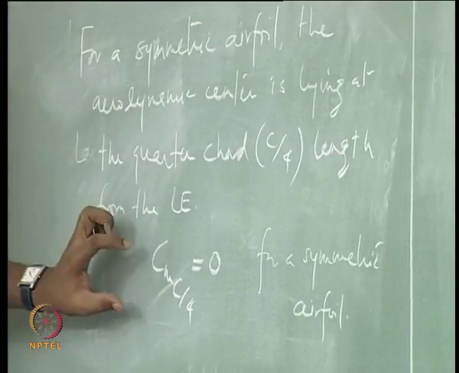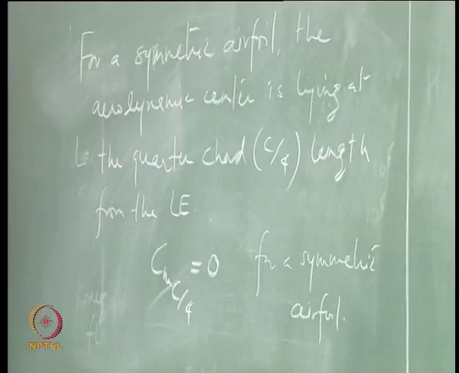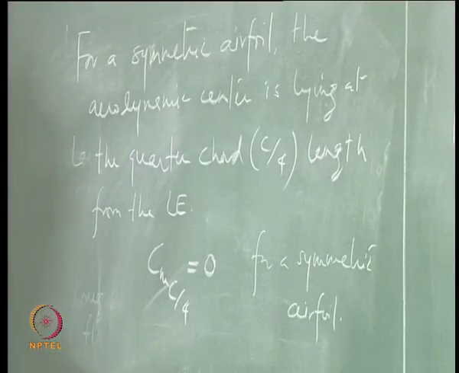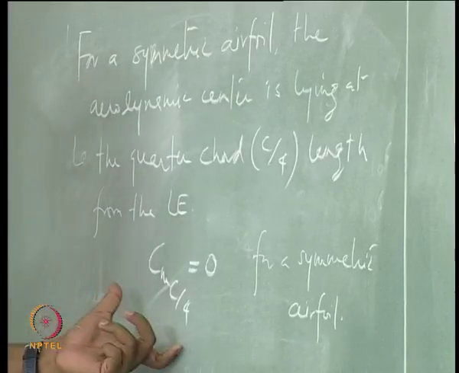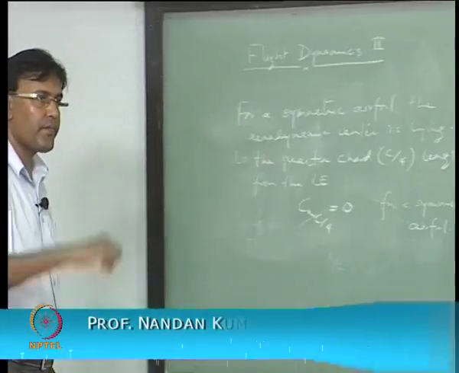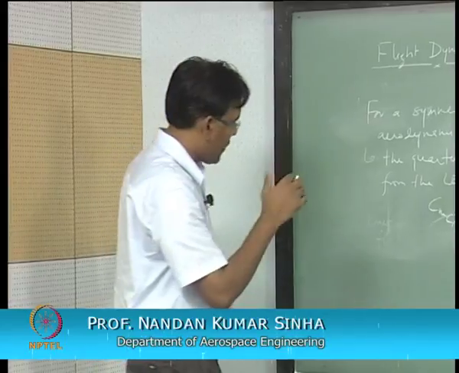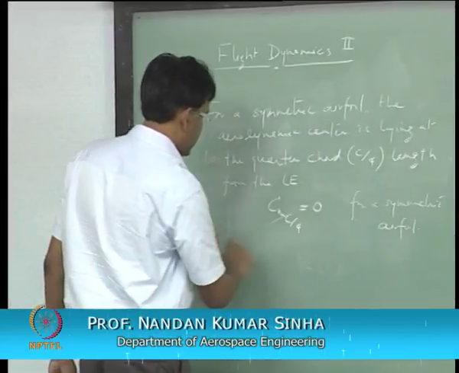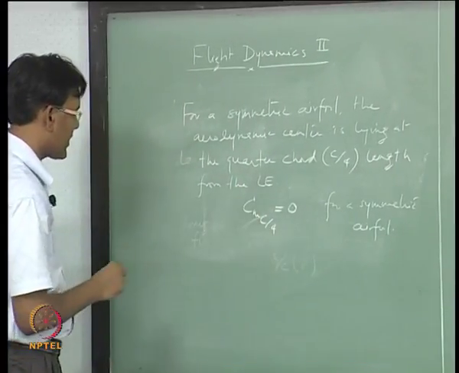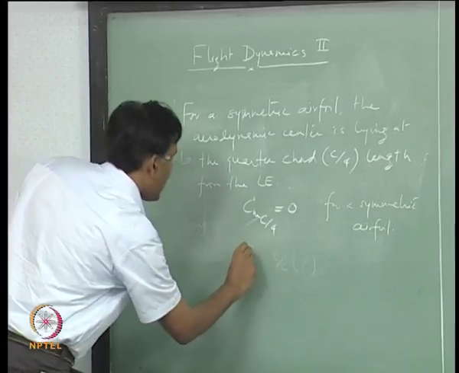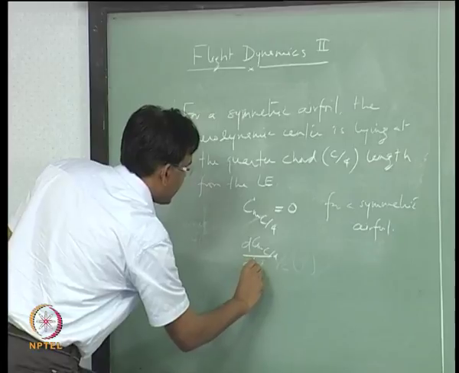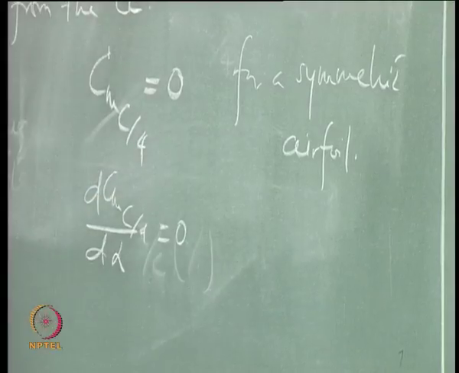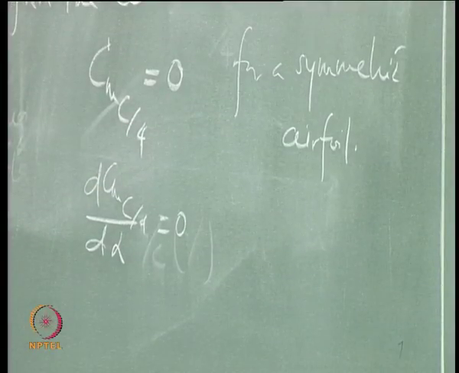So, what it means is, in the case of symmetric airfoil, the aerodynamic loads are acting at the quarter chord length. So, there is no moment created because of the loads. So, Cm c over 4 is 0, and dCm c by 4 is also 0. Okay.